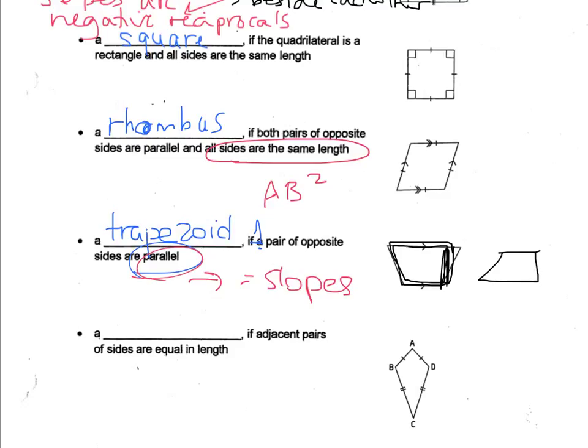Finally, we have a kite. And the thing about the kite is that the two sides that are next to each other, the adjacent pairs of sides, are equal in length. So we have these two sides that are equal and those two sides that are equal. So in order to prove that a shape was a kite, we'd have to prove using the length of a line segment formula that the two adjacent sides were equal in length.